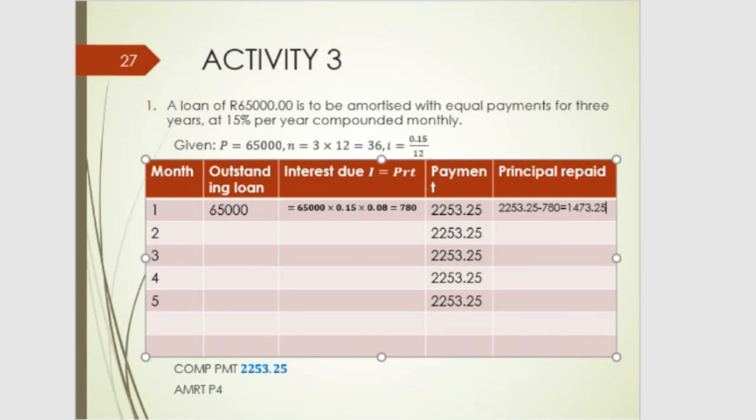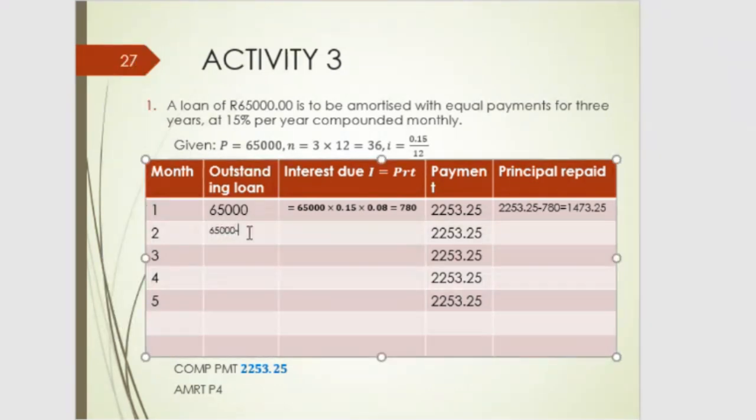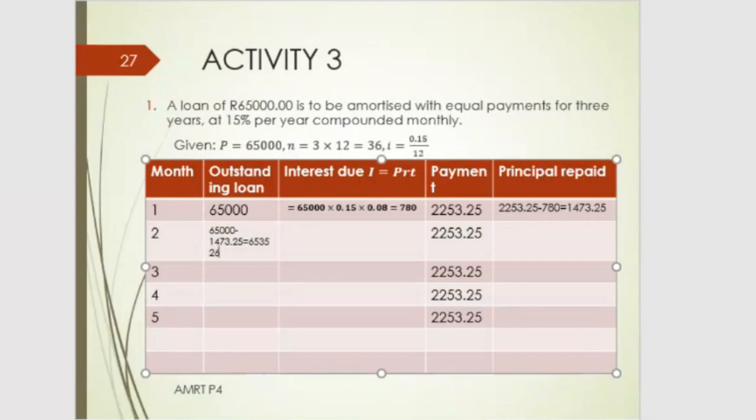1473.25, right? So now we go back to the outstanding loan, say 65,000. Let me reduce the size here. 65,000 minus that amount, 1473.25 that we get, and this one will give us 63,526.75. Please help me with calculations. 26.75.